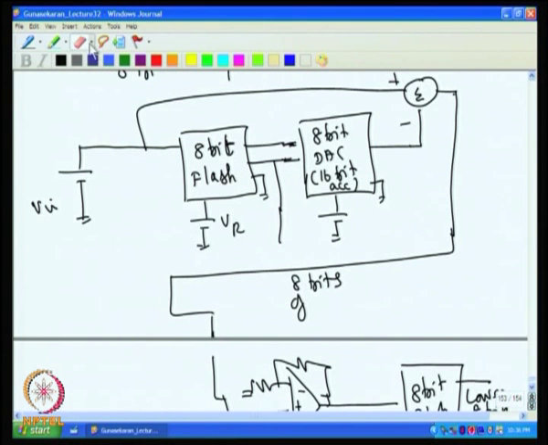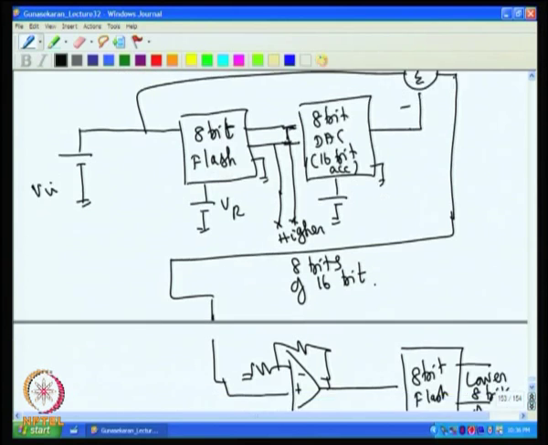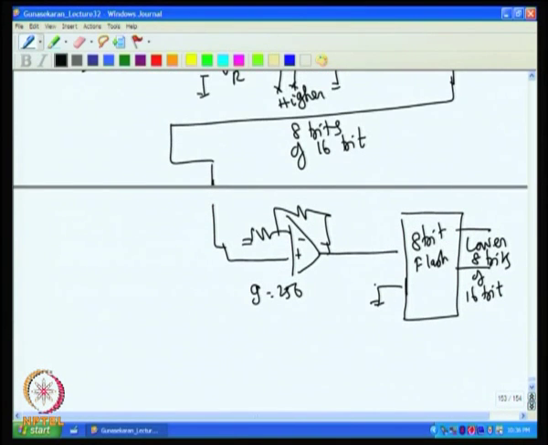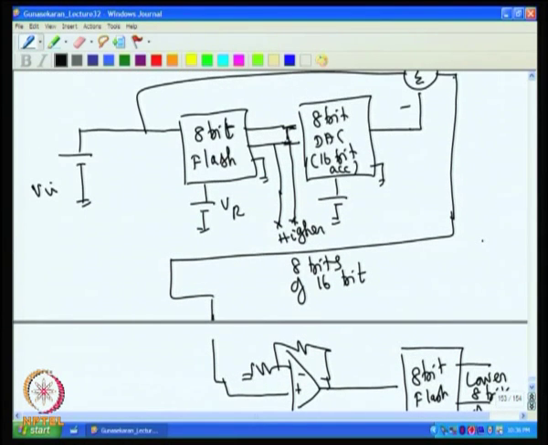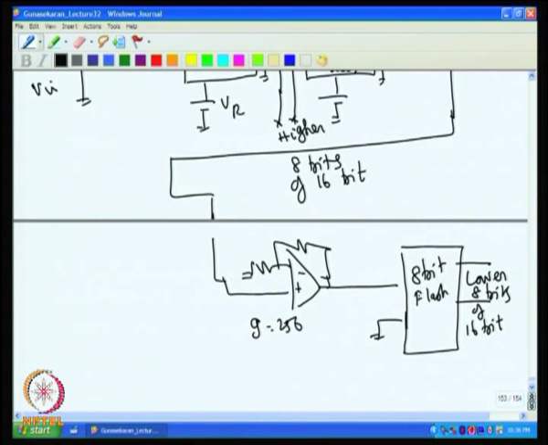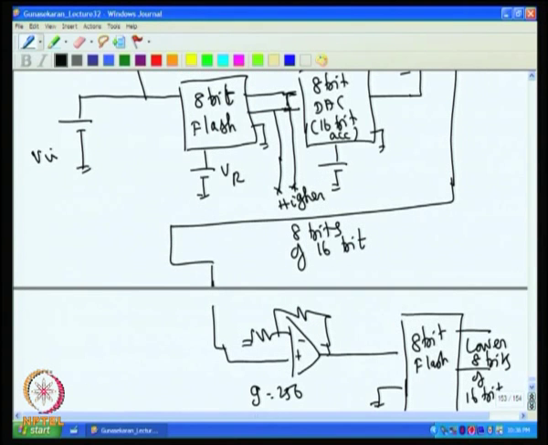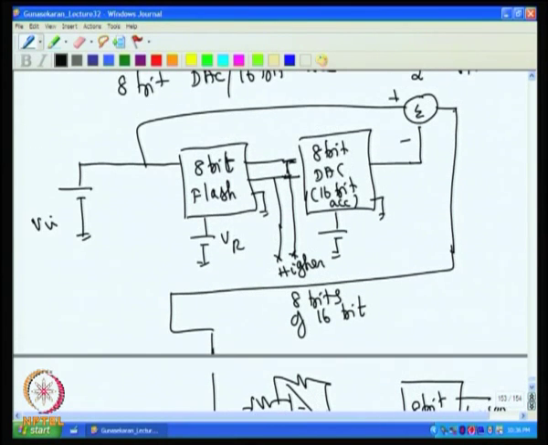This is actually the higher 8 bits of the 16 bit converter. So, you have the lower 8 bits here and the higher 8 bits here. So, you have the 16 bit conversion, but we have used only 256 resistors and 256 comparators here, and then again 256 comparators and 256 resistors here. So, it is only 512 comparators and 512 resistors in total, not 64,000 resistors and comparators.